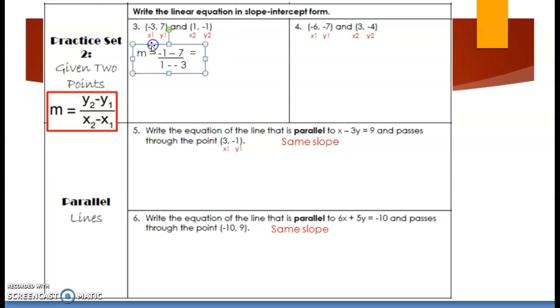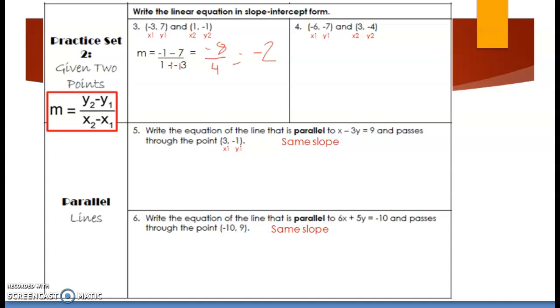So to find our slope, we plug it into that formula, and we get negative 1 minus 7 on top over 1 minus negative 3, which really means we're going to be adding 3. So on top, negative 1 minus 7 is negative 8. And on bottom, 1 plus 3 is 4. So this actually simplifies to negative 2 for our slope. Well, that's not all there is. We want to write the linear equation.